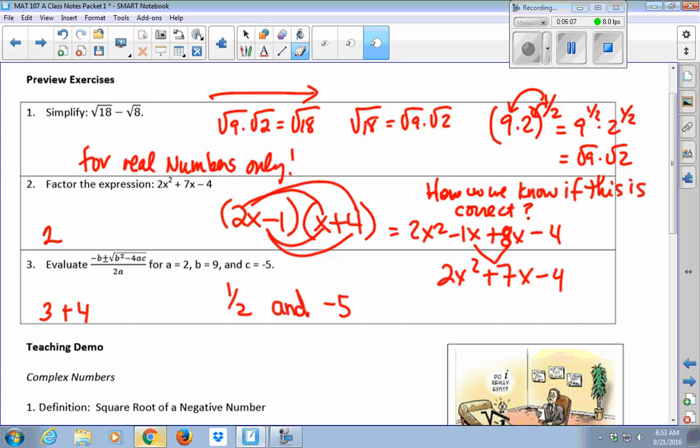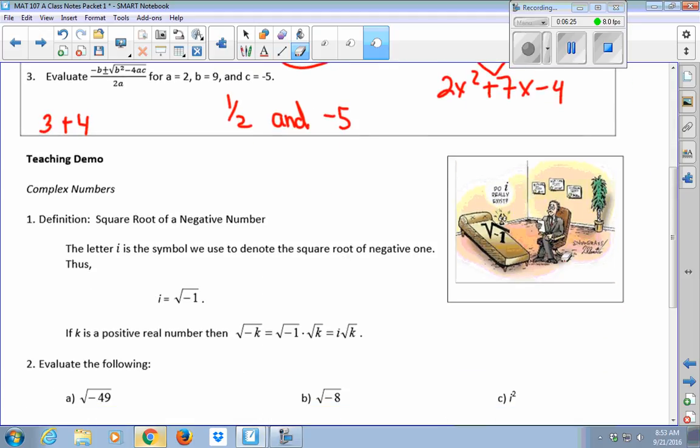2x squared plus 7x minus 4. Okay. And then we don't see the work for this, but unless I hear from anybody, I'm going to just let it be. Do I hear anything from anybody in terms of questions on this? Any questions on this? All right, we'll leave that.